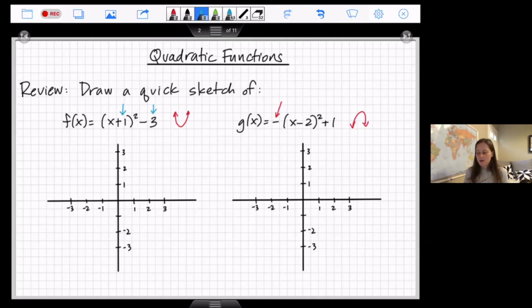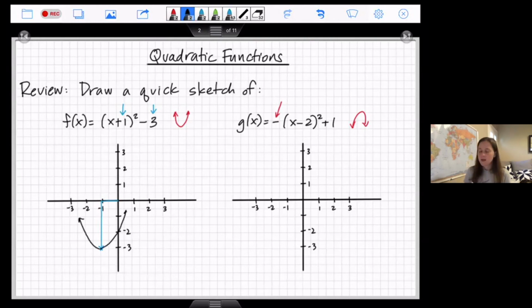So let's track that move. Normally that x squared graph is sitting there at the origin. We're going to move that bottom part to the left 1 and down 3, and land right there at -1, -3. So let me fill in that parabola shape. We're doing a quick sketch, so I'm not going to be too picky.